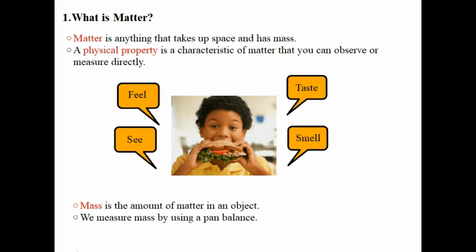Every object has physical properties. What is a physical property? A physical property is a characteristic of matter that you can observe or measure directly.